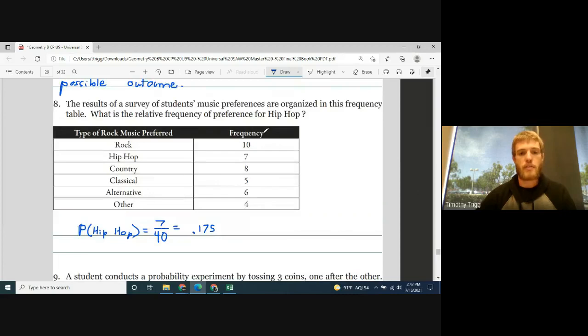Now you can use this table to find the relative frequency for all of these. And when you find all the relative frequencies, they should add up to 1. But you don't have to do that.